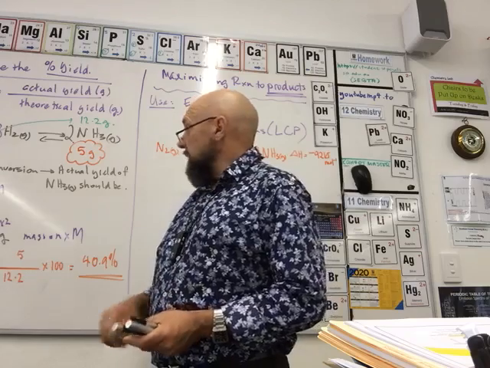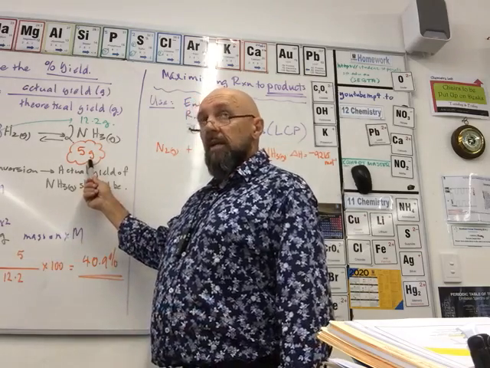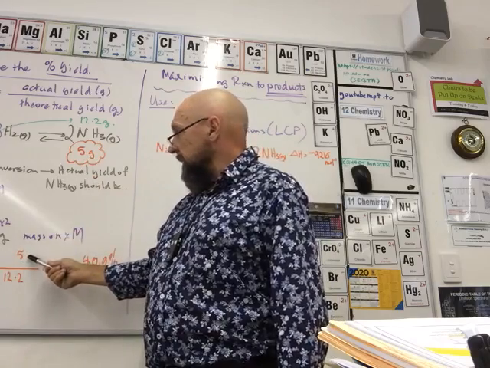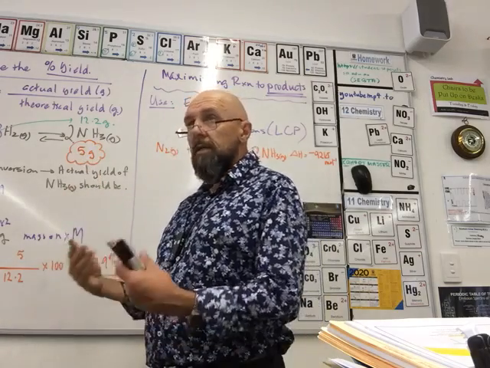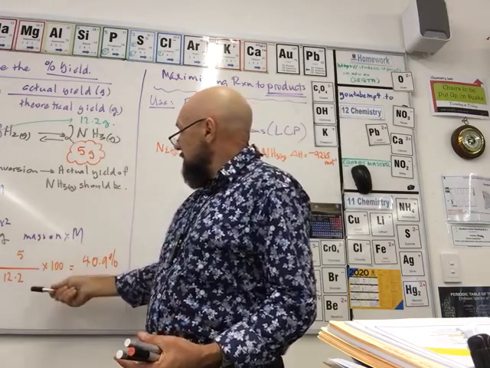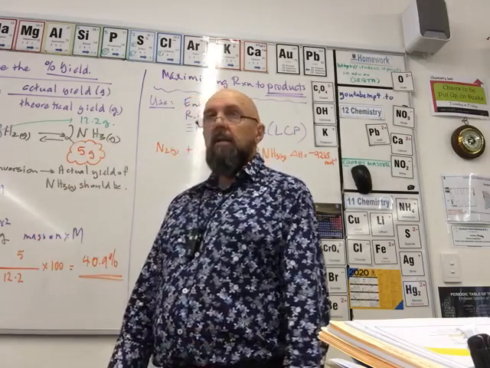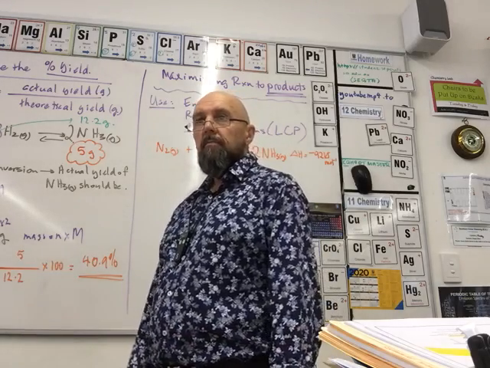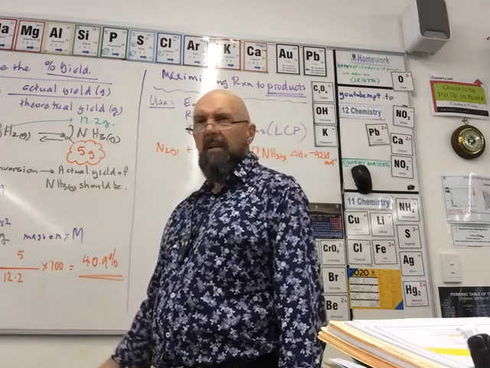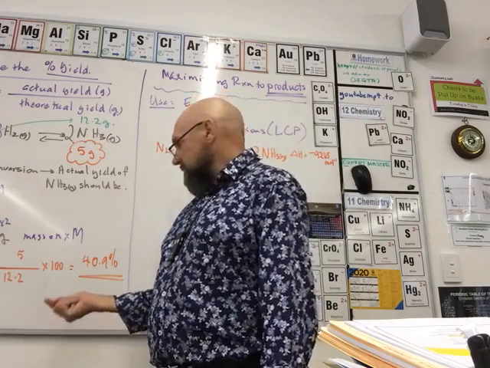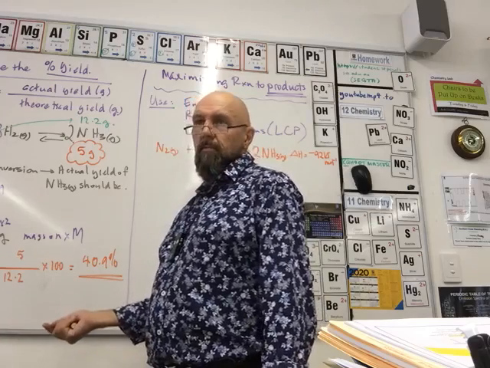Okay? So we actually ended up with 5. When we put it into an equation, it becomes the actual yield. This is what I recorded at the end of the experiment. I measured it, and this is what I calculated, 40.9%. What do you think? Is that a good yield or a bad yield? It's pretty bad. It's way less than 50% actually. So it's an extremely poor yield.